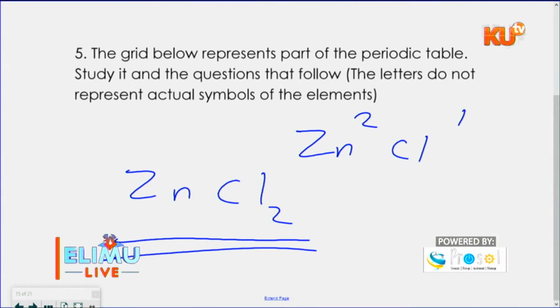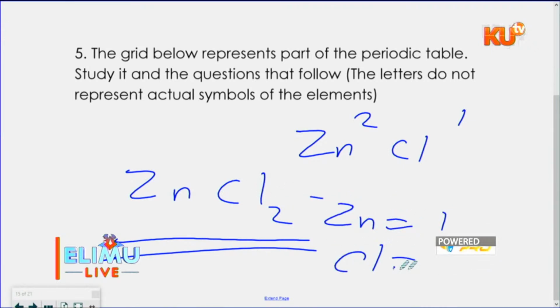So what does that mean? It has one atom of zinc, and chlorine has 2 atoms, because it is ZnCl2.